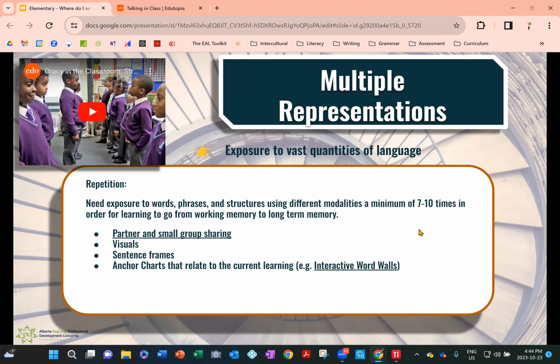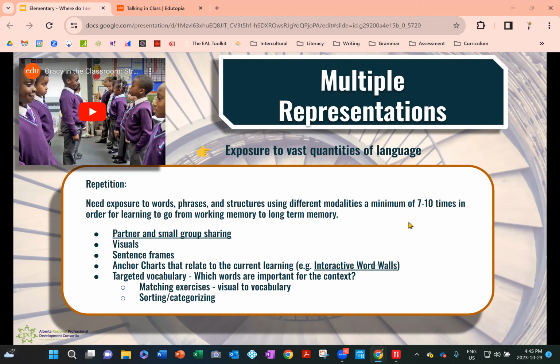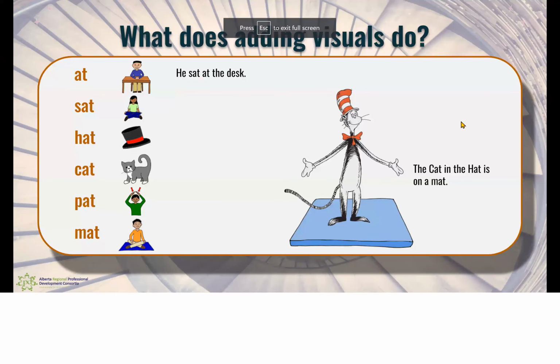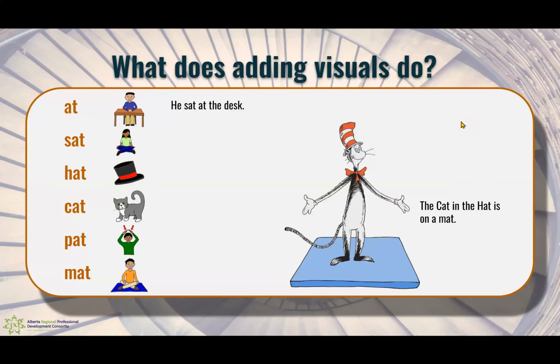Looking at anchor charts that relate to that current learning. One idea is some interactive word walls, and how that can relate to that as well. And then targeted vocabulary: which words are important for the context, what can you do for that? And through some activities like matching exercises, like adding a visual to vocabulary, sorting, categorizing, some of those ideas as well. And just looking at what visuals can do.